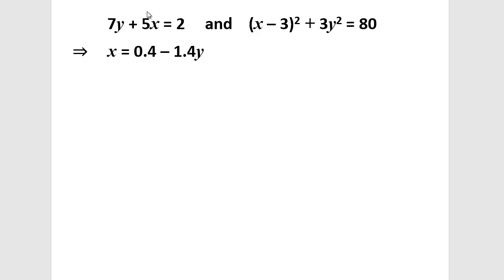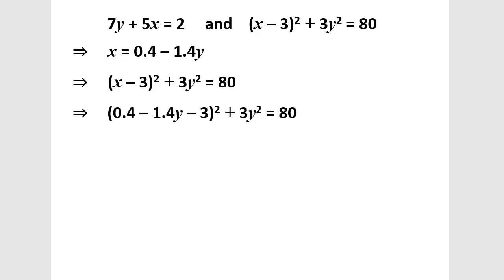Take 5x, move the 7y to the other side, and then divide by 5. 2 divided by 5, 0.4. 7 divided by 5, 1.4. Then we have to substitute it in, and the process is exactly the same. x is replaced with the expression, and the minus 3 stays exactly where it is.